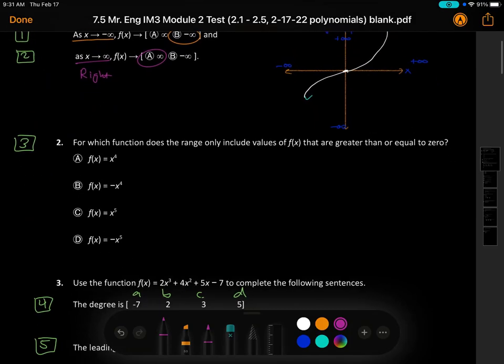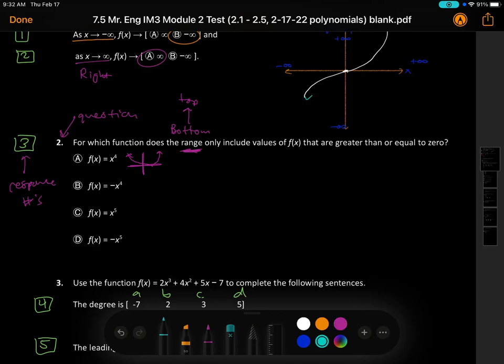Okay, this is the question. And I call these response numbers. For which does the range only include values of f of x that are greater than or equal to 0? Okay, my phrase for range is going from the bottom to the top. So if you draw this one, this is an even. Even's going to look like this, right? Like x squared. It looks like a parabola.